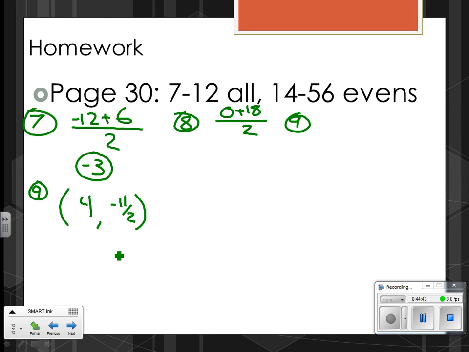10, go ahead and do it on your own. See what you get. And if you got a fractional answer, you can leave it as a fraction. I'm always okay with that.